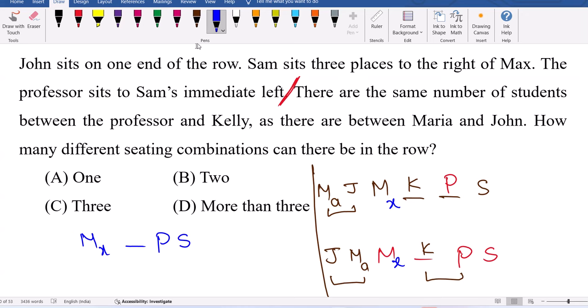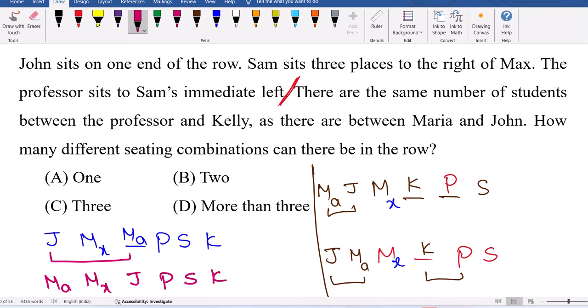Now, the number of people between professor and Kaylee. Kaylee can be here, John and Maria can be here. See, this is the third arrangement. And Maria, Max, John, professor, Sam, and Kaylee. See, the number of people between John and Maria is 1, and between professor and Kaylee is 1. So, are you agreeing with the answer? But a problem?